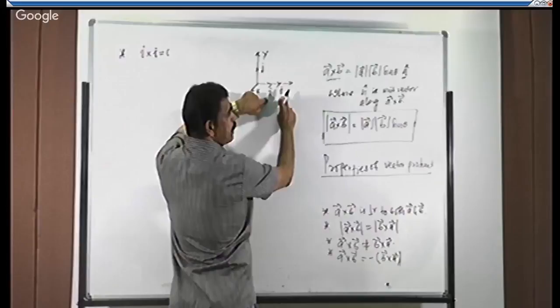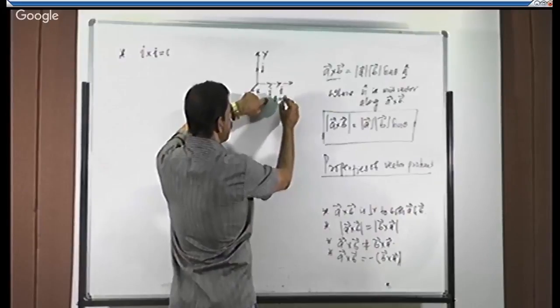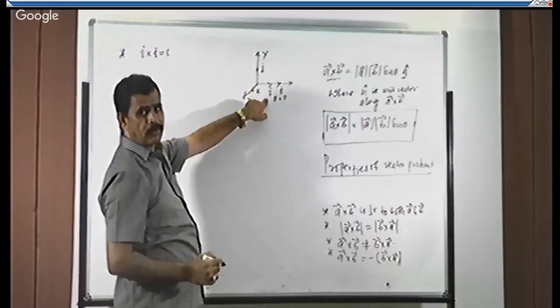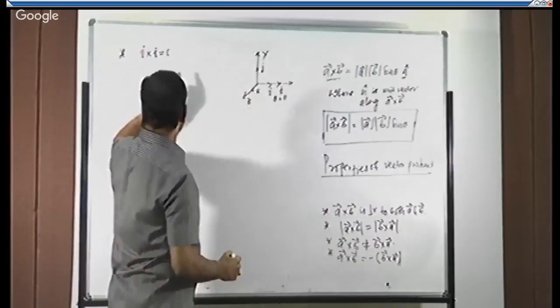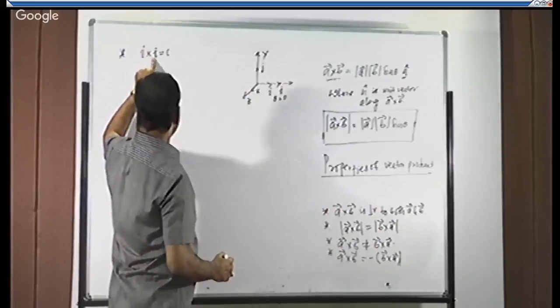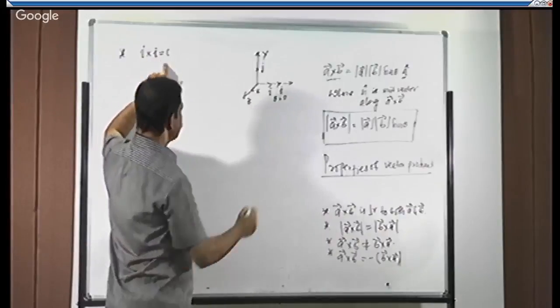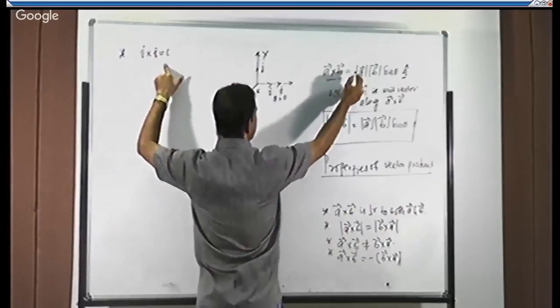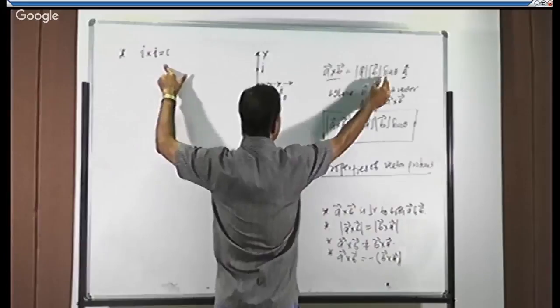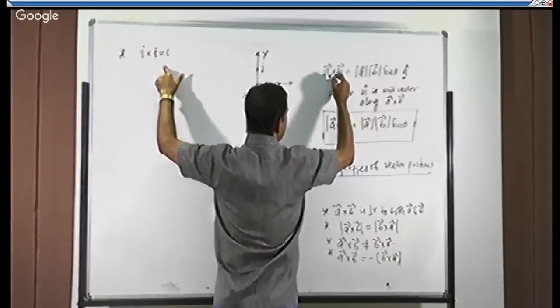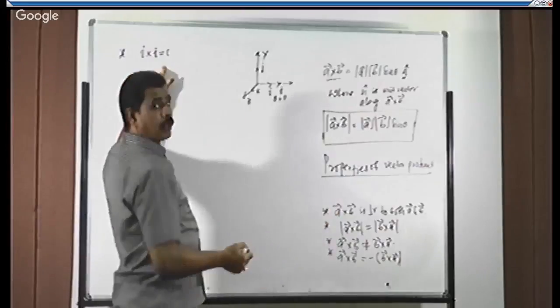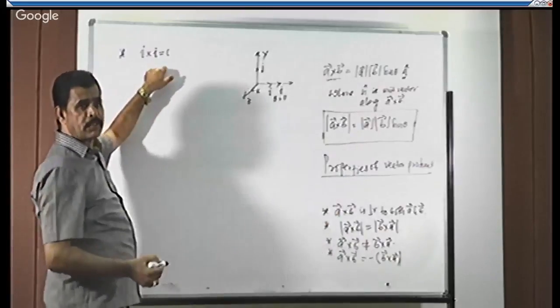What will be the angle? The angle is equal to 0. What is sine 0? Sine 0 is 0. Hence, according to this rule, A cross B is magnitude A, magnitude B into sine theta into the unit vector. If this is equal to 0, then it becomes 0. A cross B is equal to 0.